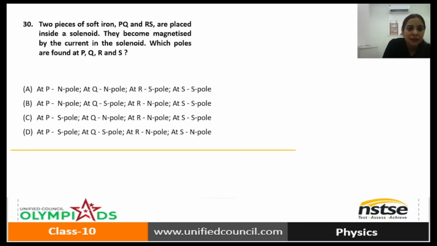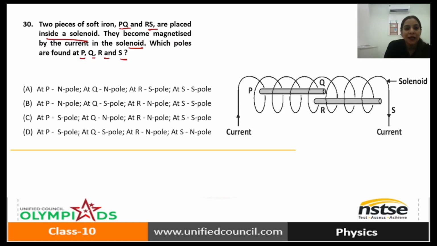Now the question says, two pieces of soft iron PQ and RS are placed inside a solenoid. They become magnetized by the current in the solenoid. Which poles are found at P, Q, R and S? Here we have the picture, and the two pieces of soft iron are already given, that is PQ, you can see that, and this is RS.